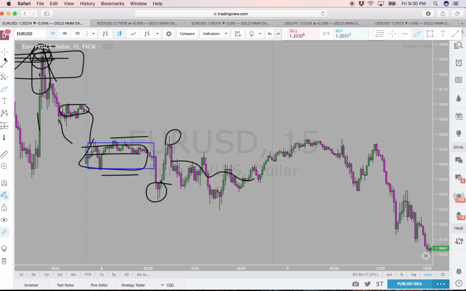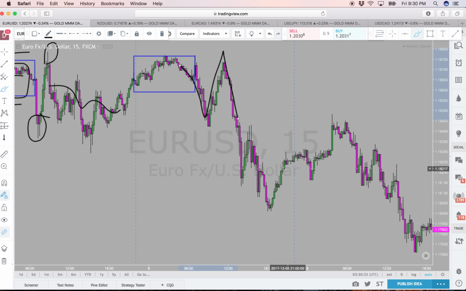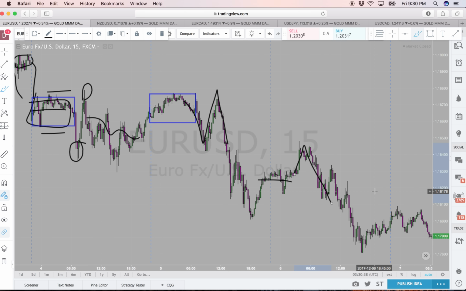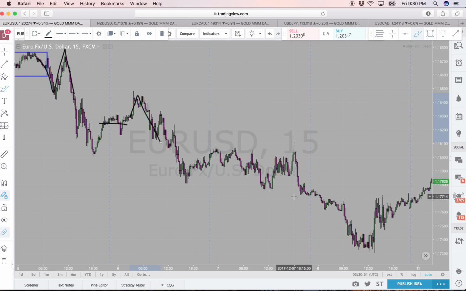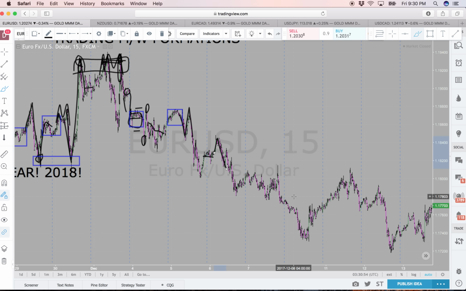All right. Consolidating. And basically doing the same thing. Consolidation, stop hunt high, come back down. So we can see this is a very, very continuing theme here in the market, this whipsaw structure. And this is used in conjunction with M's and W's.